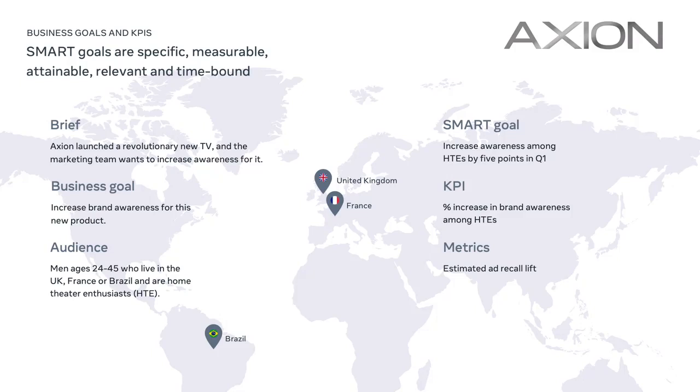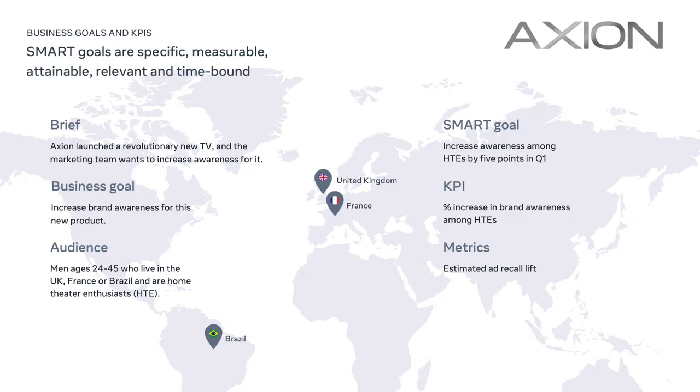Now, let's look at the team's KPI and the metrics that they will use. Their SMART goal is to increase awareness of their new TV among HTEs by 5 points in Q1. Their KPI is the percentage increase in brand awareness among HTEs, and the metric that they use to measure their KPI will be estimated ad recall lift.